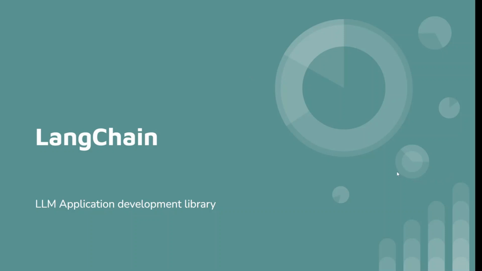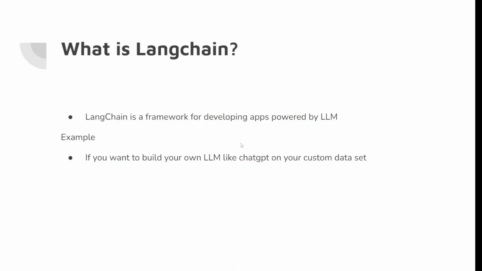So LangChain, at a higher level, if you want to understand what it is, is an LLM application development library. And let's move on to understand what it is. LangChain is a framework for developing applications which are powered by large language models. An example of this is you have your own private data and you want to build your own ChatGPT-like application on that custom data, then LangChain would be of help to you.